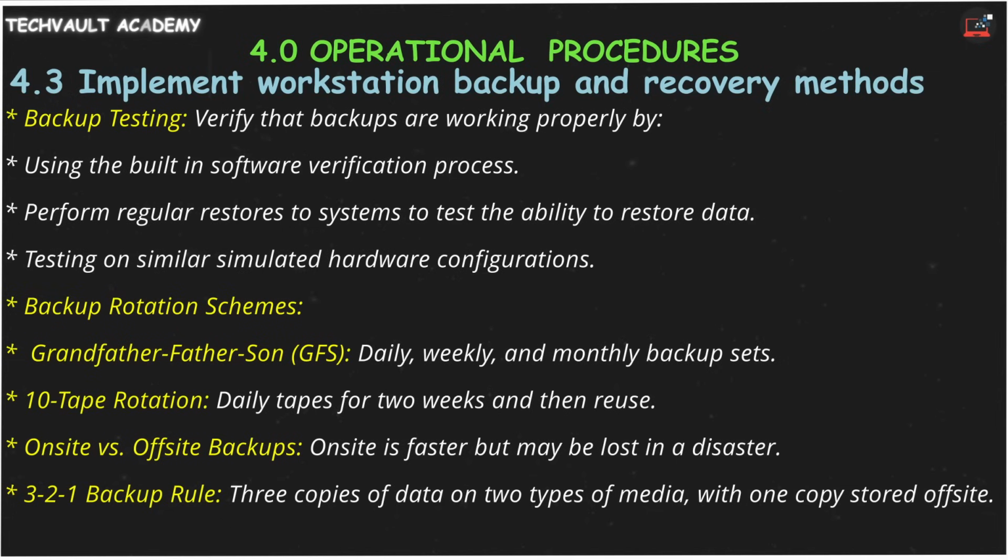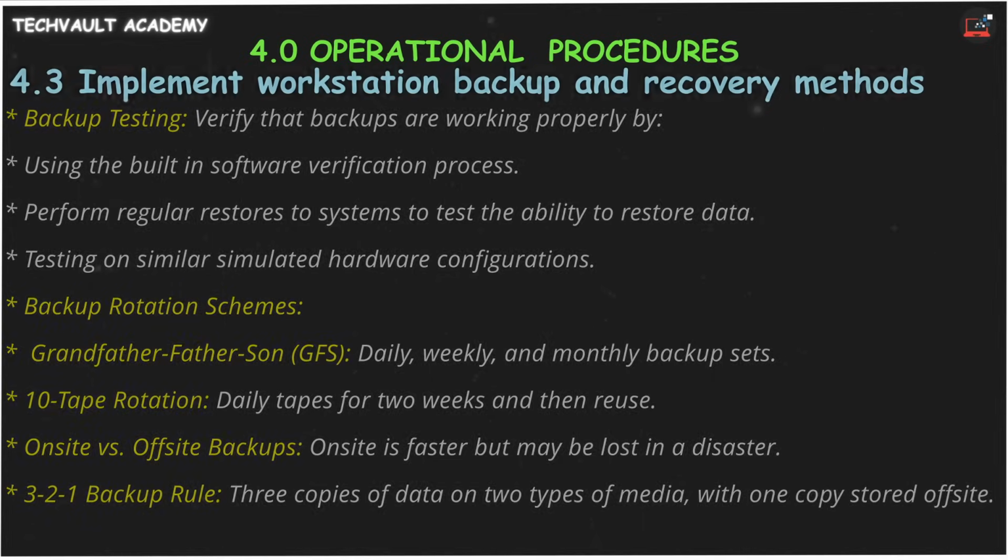Backup rotation schemes: grandfather, father, son, or GFS, uses daily, weekly, and monthly backup sets. The 10-tape rotation uses daily tapes for 2 weeks and then reuses them. On-site versus off-site backups: on-site is faster but may be lost in a disaster. The 3-2-1 backup rule is 3 copies of data on 2 types of media, with 1 copy stored off-site. Important note: know various backup methods, the best practices for testing, and different rotation methods. Be ready to select the proper way to back up and when to restore.